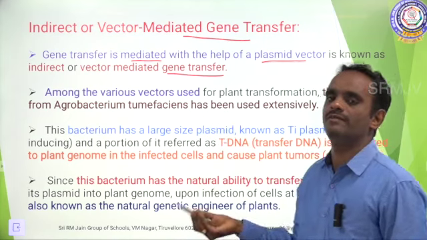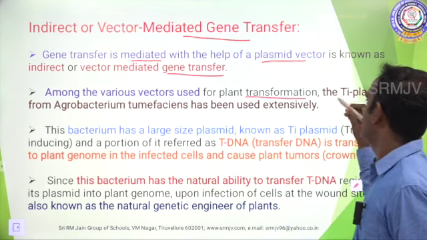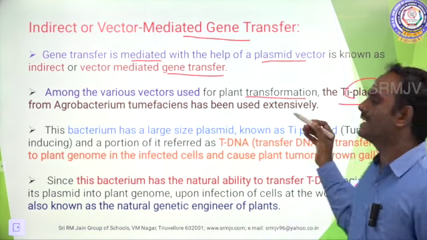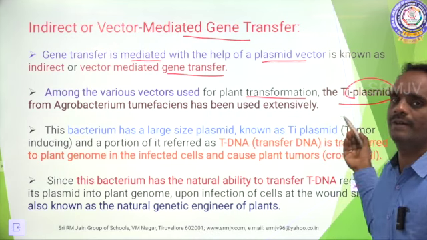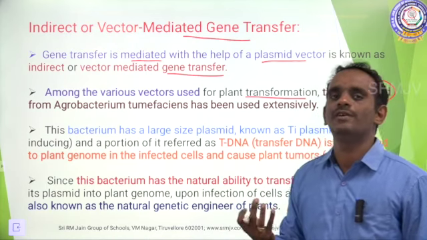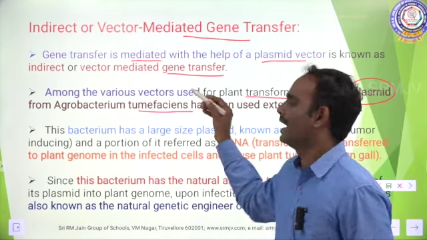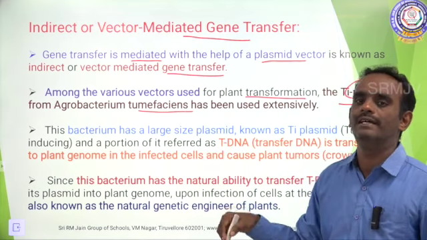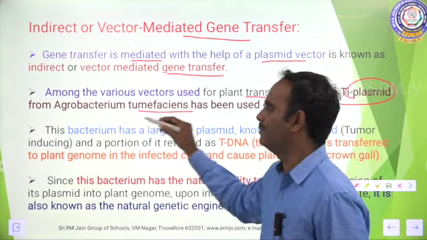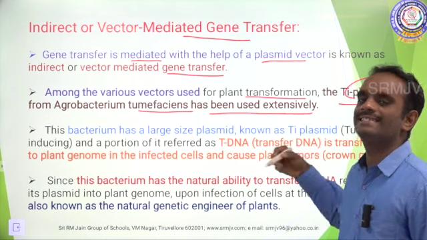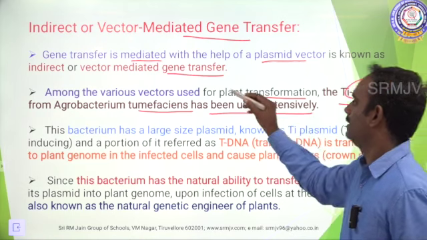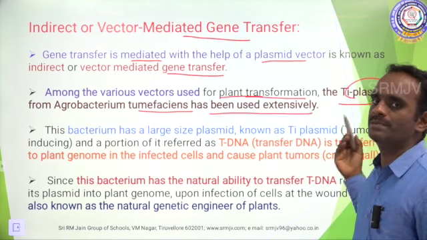Among the various vectors used for plant transformation, there is the Ti plasmid from Agrobacterium tumefaciens. Ti plasmid is nothing but the name of the vector. It is obtained from Agrobacterium tumefaciens, which is a soil bacterium. This particular bacterium is present only in the soil. Clear? So Agrobacterium tumefaciens has been used extensively. There are so many vectors, but for plant transformation, mostly Ti plasmids are used.